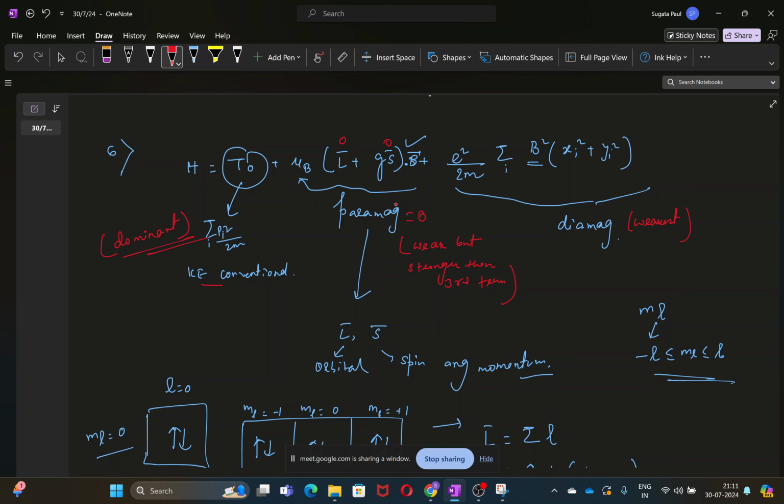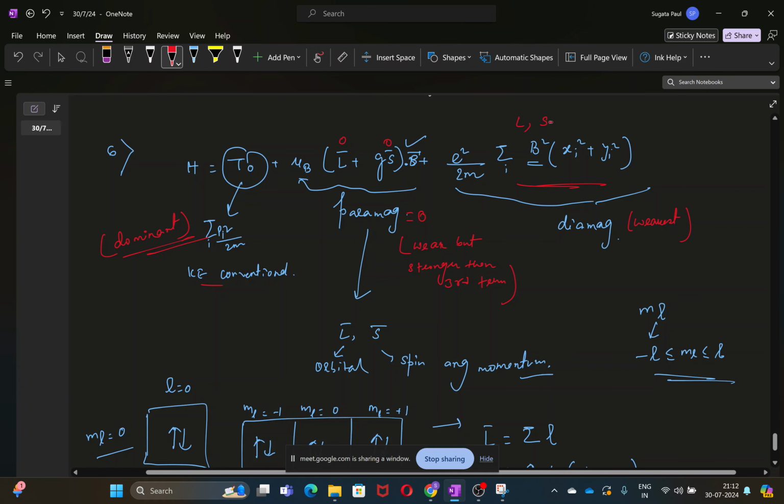But if you have none of these, that means L equal to 0 and S equal to 0, then you directly come to this third term, which is dependent on the field B by this B square x square plus y square, and this is your diamagnetic contribution. So you can see that it does not depend on any L or S. Even if these are 0, they are not involved in the third term, which is the diamagnetic term.